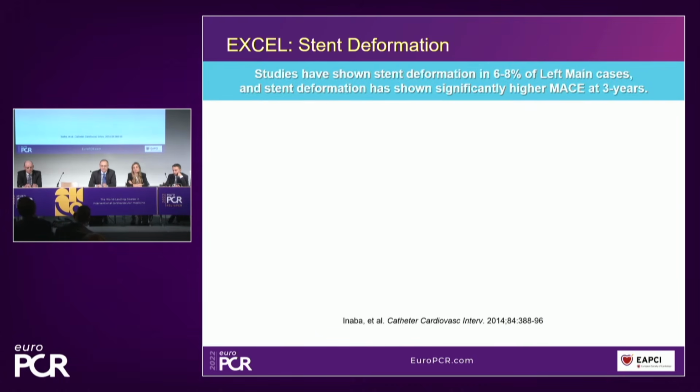So with that being said, I think the data really points to a provisional approach, and if you are going to go with a two-stent strategy, then you should probably use a DK Crush strategy.